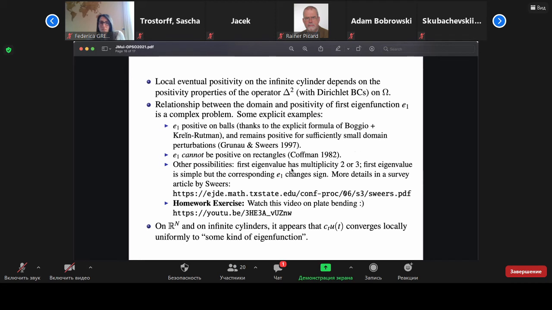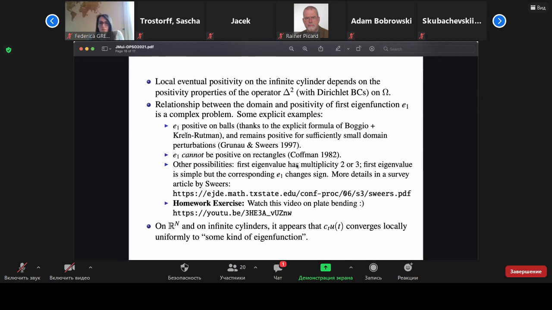On the other hand, there's another curious result due to Kaufmann, who showed that E1 cannot be positive on rectangles. So there's always a kind of negative deflection of the plate around the corner, is what he showed. Again, though, this is a very explicit paper, so he actually has to work with the explicit form of the solution. So it is not clear on an abstract level why this is the case.